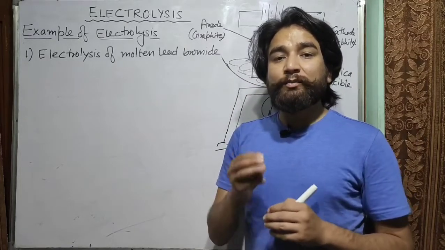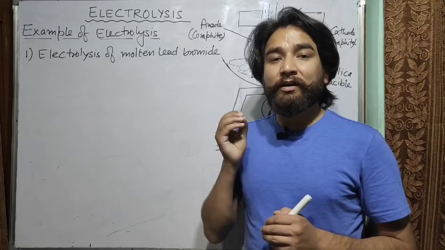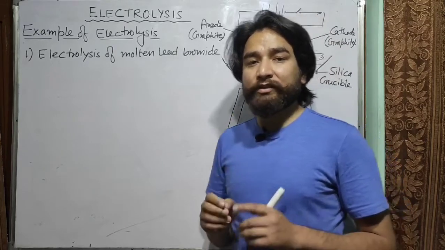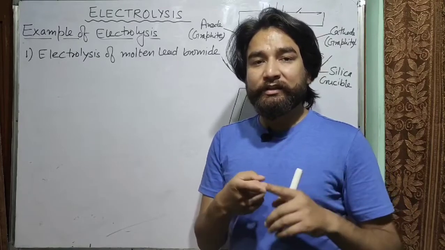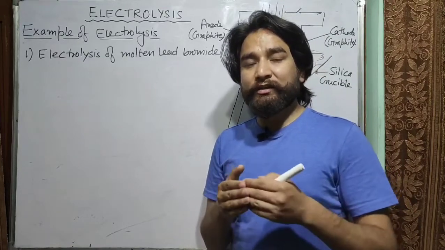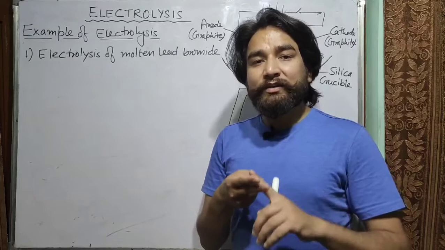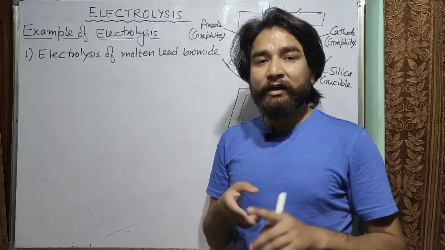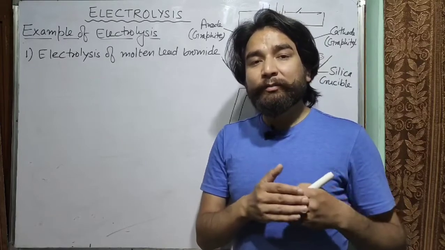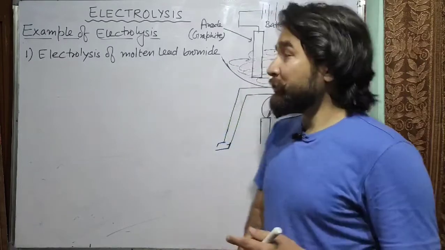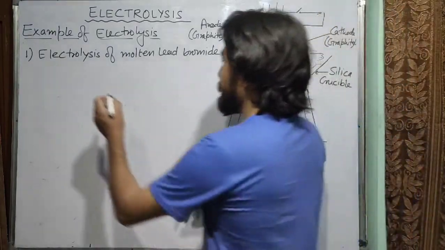So these are the most important things which are asked in the examination. So you have to remember these things. Cathode is made of which material, anode is made of which material, then second, which substance is being used as an electrolyte, and the third, the reactions that are going to take place at cathode and anode. So the first thing, electrodes.